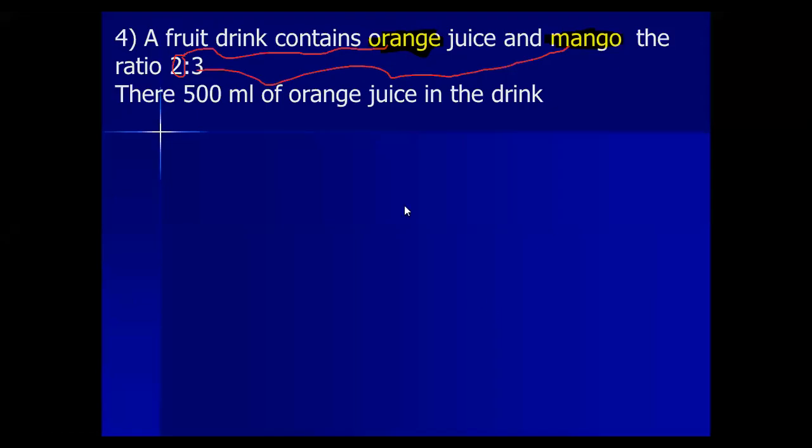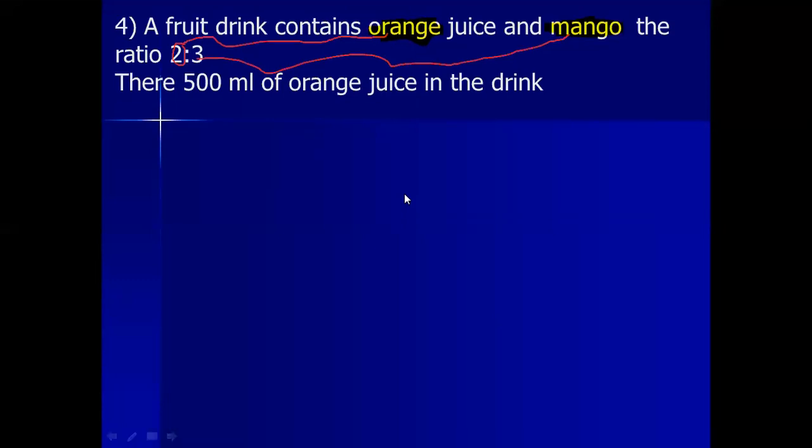Okay, Khaled, read the question please. A fruit drink contains orange juice and mango. The ratio is 2 to 3. Right. We said the order in a ratio is so important. Now, does orange represent 2 or 3? Orange is 2. Right. And mango is 3. So there are 2 parts orange and 3 parts mango. Now there are 500 milliliters of orange juice in the drink.